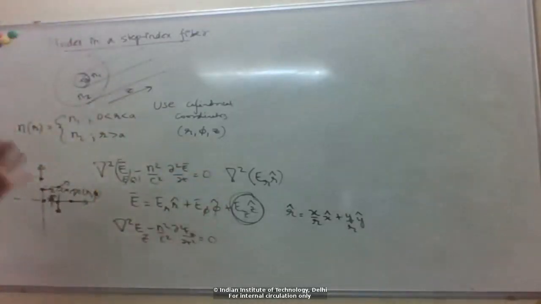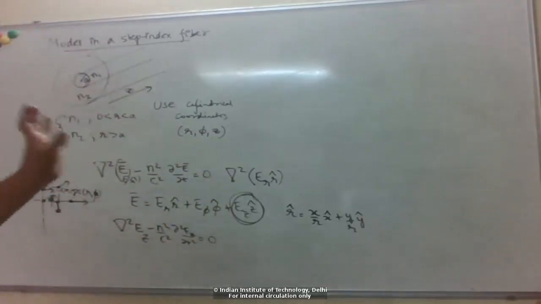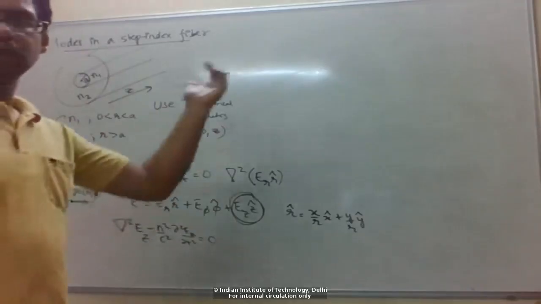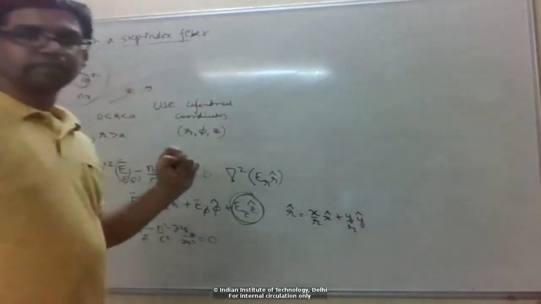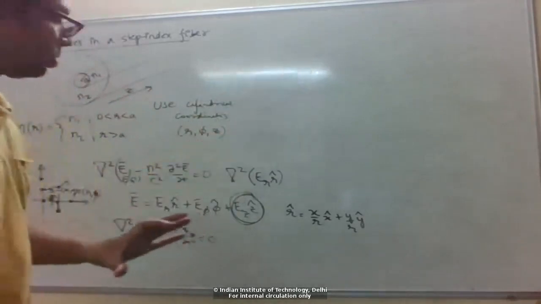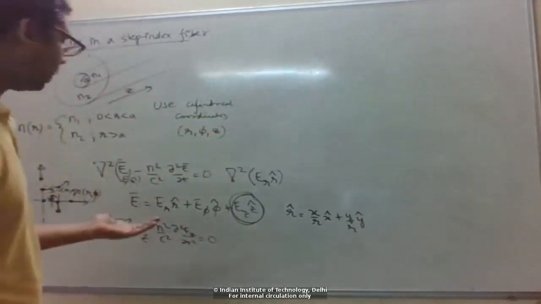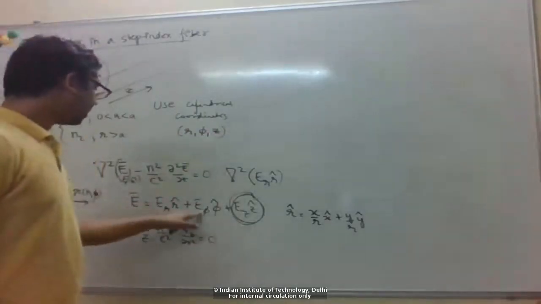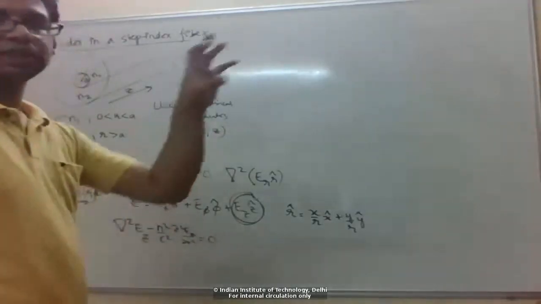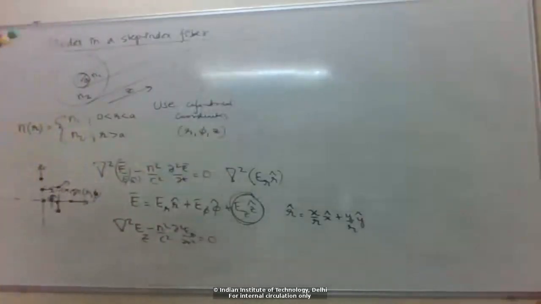So you solve for Ez and Hz, you get the field profiles for Ez and Hz, and then using Maxwell's curl equations, you find the other components from Ez and Hz. You can actually show that once you have Ez and Hz, you can get all the other four components, Er, E phi, Hr, H phi, from just Ez and Hz. You can show that just from Maxwell's equations.